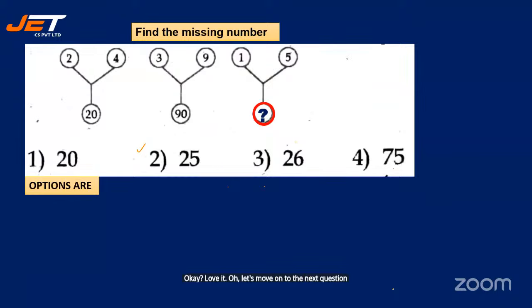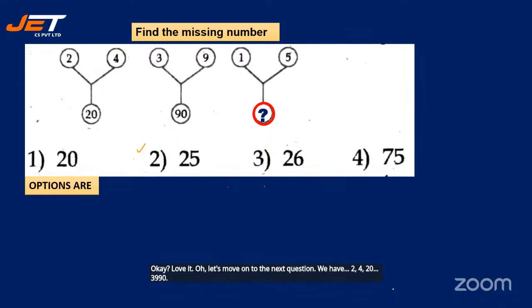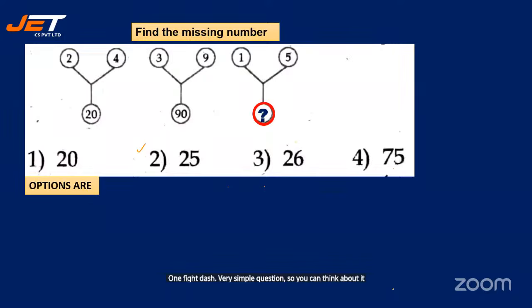We have 2, 4, 20, 3, 9, 90, 1, 5 dash. Very simple question. So you can think about it and then you can give the answers. So 2, 4, 20. It is actually simple. Nothing difficult in this. I can give you a clue.